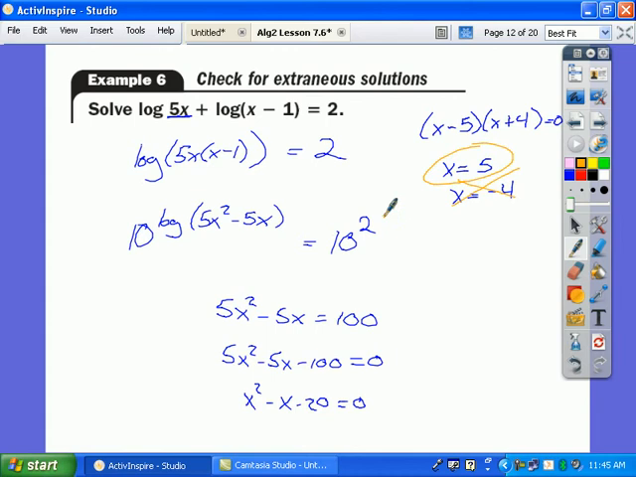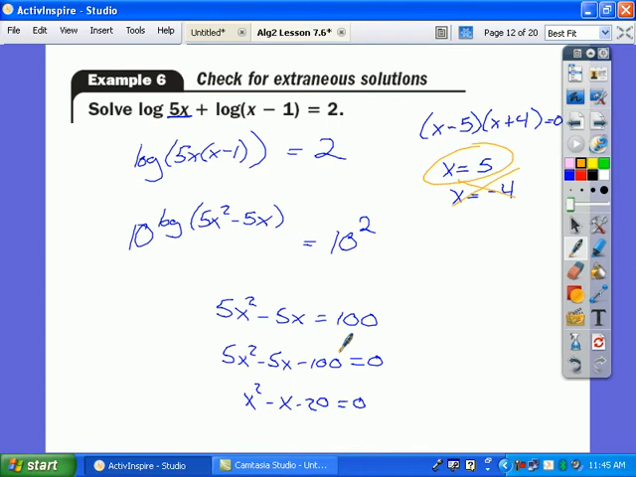Okay. Now on the left side we get things canceling and we're just left with 5x squared minus 5x equals 100. But this is a quadratic equation. So we solve it like a quadratic equation, but we must be careful in the last step about extraneous solutions. And that gets us there. Okay?